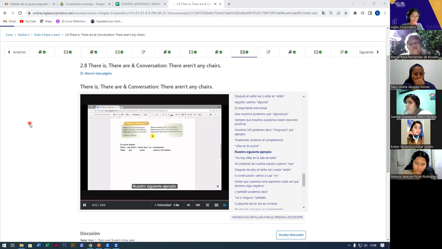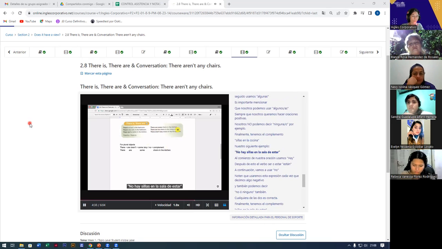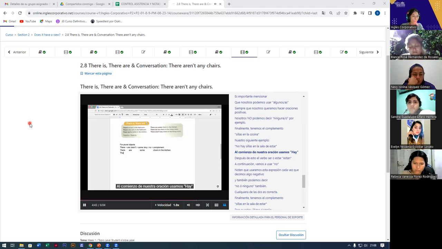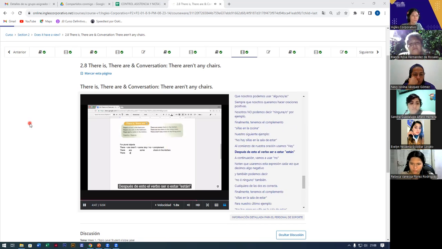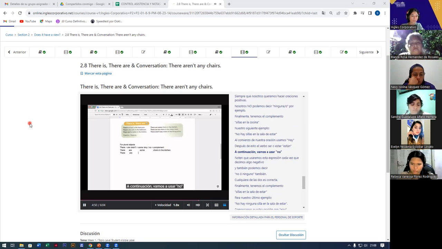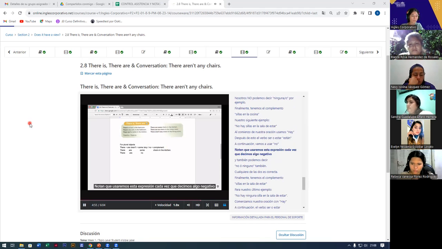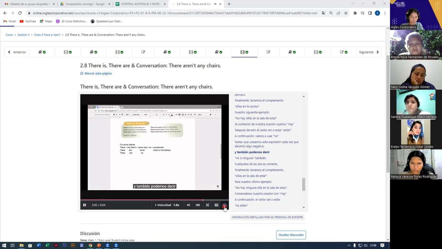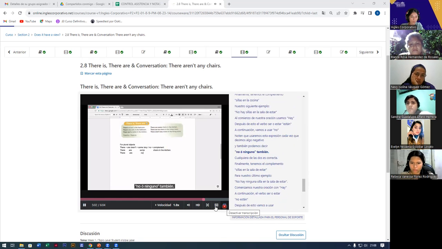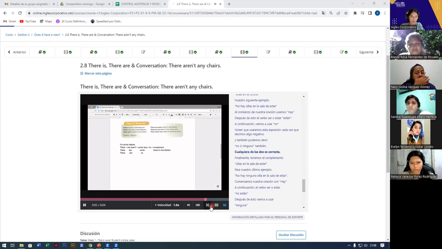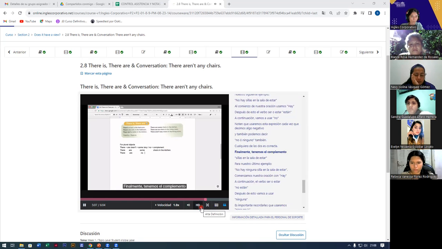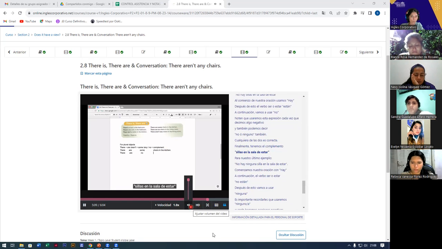Our next example, there are no chairs in the living room. At the beginning of our sentence, we use there. After that, the verb to be, are. Next, we're going to use no. Notice that we will use this expression whenever we're expressing something negative, and you can also say aren't any as well. Either one is correct. Finally, we have the complement, chairs in the living room.